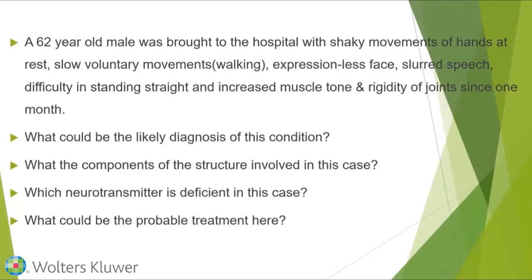What are the components of the structure involved in this case? Which neurotransmitter is deficient in this case? What could be the probable treatment here? Having had a look at this clinical scenario and the questions that followed, let's go into the session now, and at the end of the session, let's analyze this clinical presentation and solve the questions given.